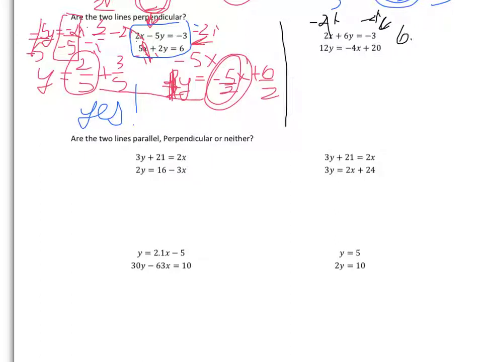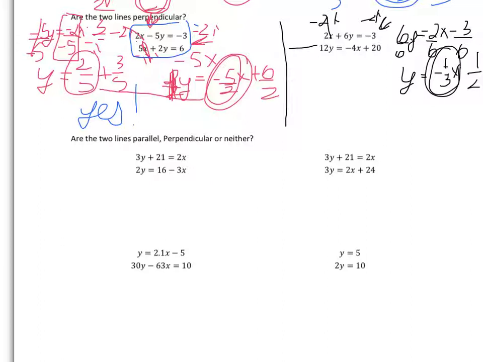Cancellation here, so we get 6y equals 2x minus 3. Divide everything by 6. We get y equals negative 1/3 x minus 1/2. So negative 1/3 is the slope of this. So think about, what would the slope of this have to be for it to be perpendicular?